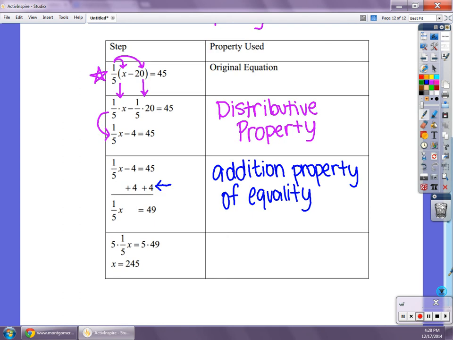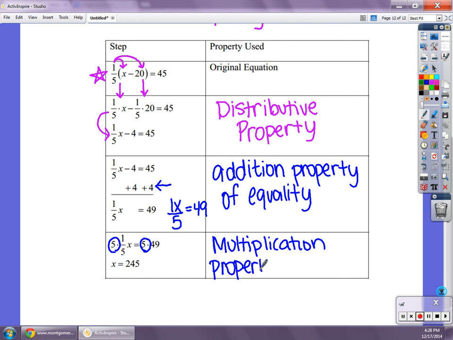And the final thing that I hope we see here that Sherry did is she multiplied both sides of our equation times 5. I'm going to rewrite this up here. We can also say this is 1x over 5 equals 49, and that's how Sherry got away with just multiplying both sides of that equation times 5. And because of that, Sherry's using the multiplication property of equality. And that's going to wrap up question number 7 for us today.